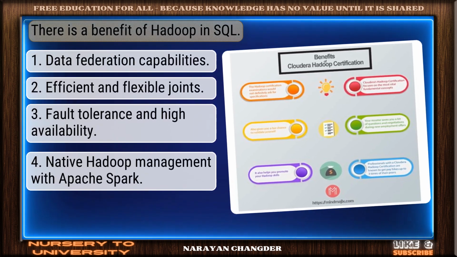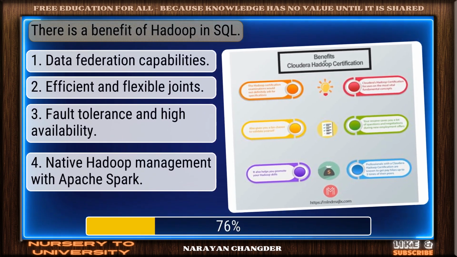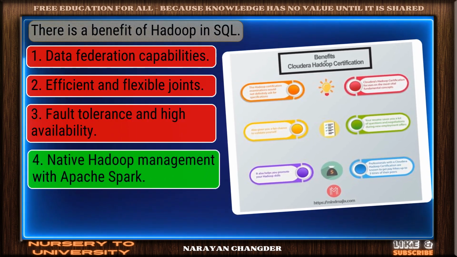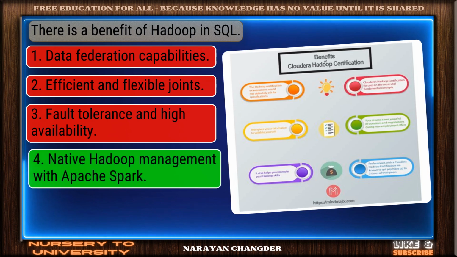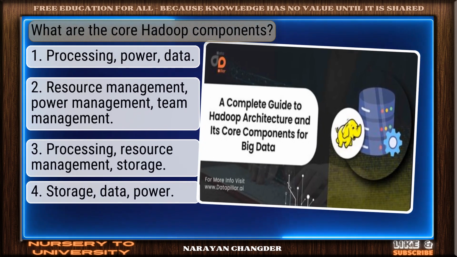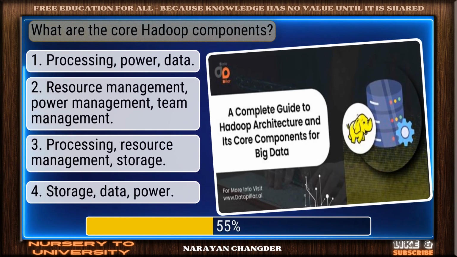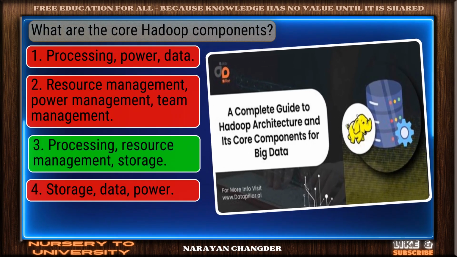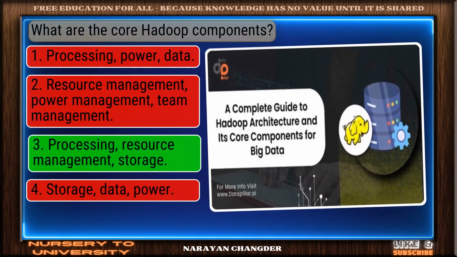Question number 51. What is a benefit of Hadoop in Spark? Bravo. Native Hadoop management with Apache Spark is the answer. Question number 52. What are the core Hadoop components? Smart pick. Processing, resource management, storage is the correct choice.